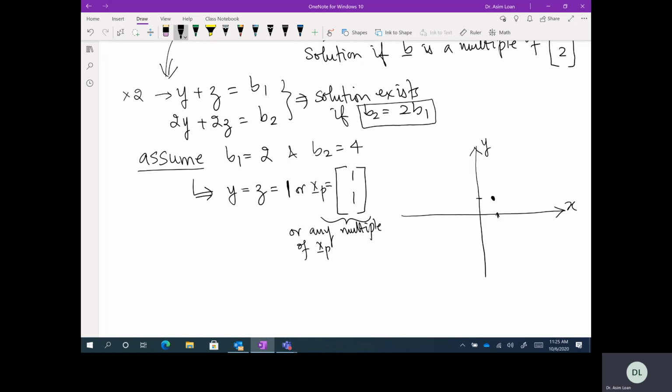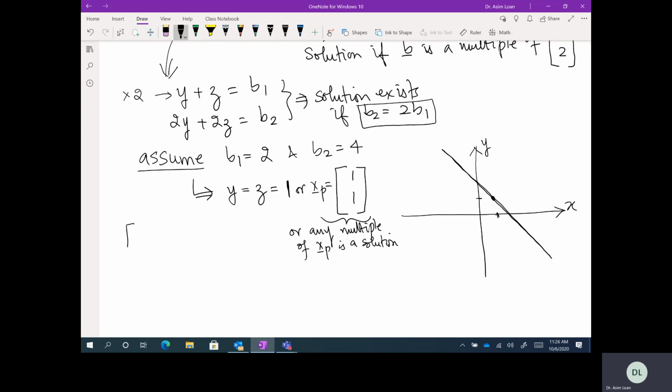Of xp is a solution. And how is that? I'll tell you in a little while. Just give me a minute. Okay, so this one is the line of all solutions. And where is the null solution? So let me find xn.